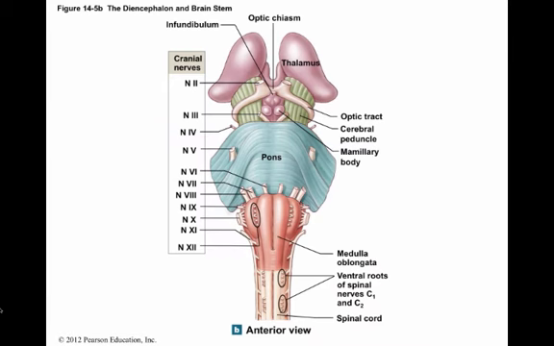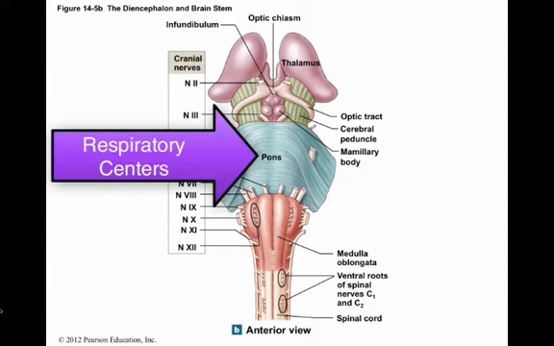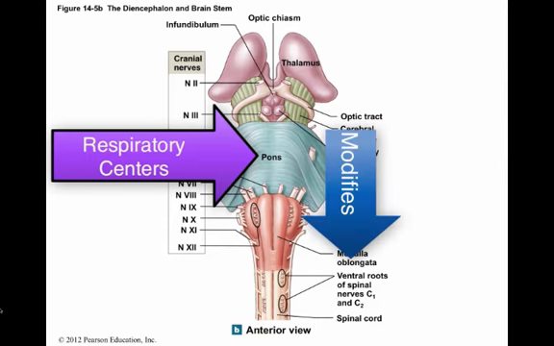The sensory and motor nuclei of cranial nerves 5, 6, 7, and 8 are located in the pons. The pons also contains 2 respiratory centers that modify the activity of the respiratory rhythmicity center in the medulla oblongata. In other words, the pons modifies the rhythm of your breathing. The rhythm of your breathing is directly controlled by the medulla oblongata.